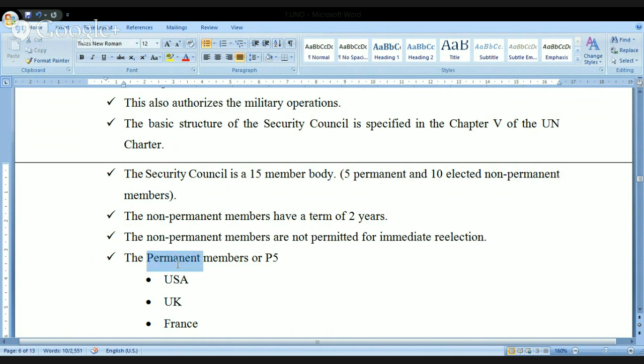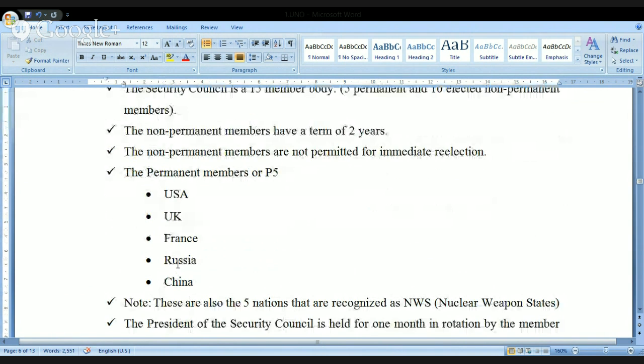Now, the permanent members are also called the P5. That is the reason why sometimes we also use this one. So this is what I am highlighting, P5. P5 is nothing but permanent 5. And I told you the names here. Kindly remember these names, 5 names. These are important from any examination point of view. United States of America, United Kingdom, France, Russia, and China. So these are the 5 nations.